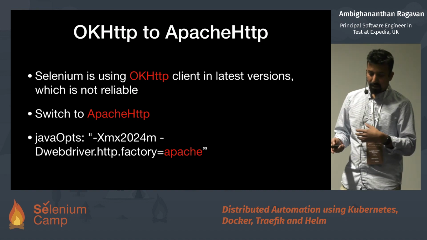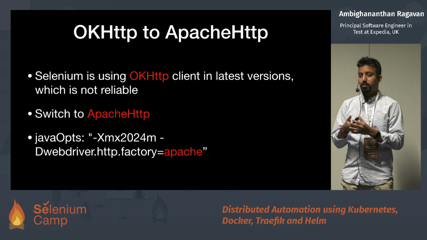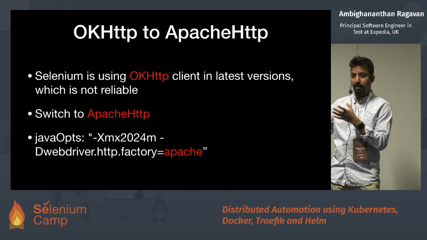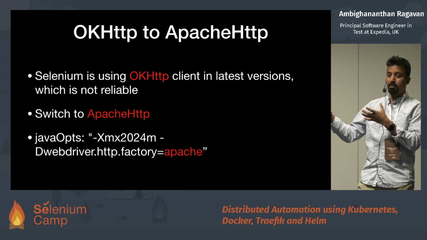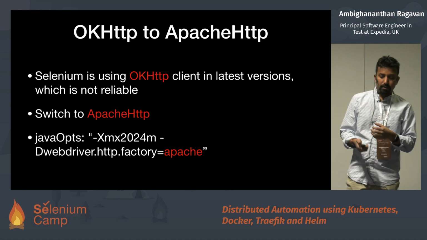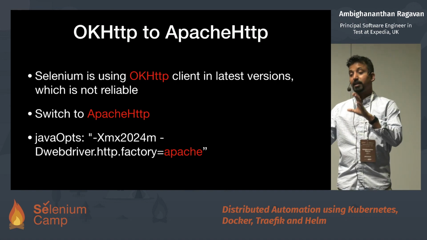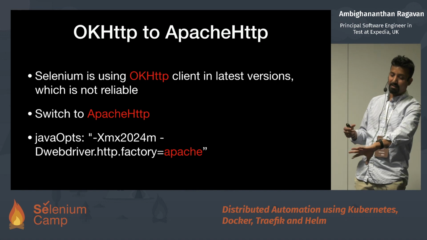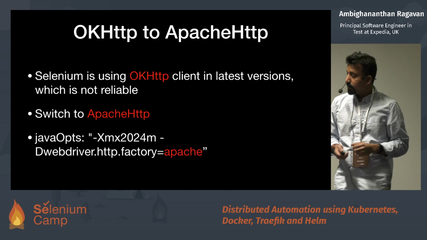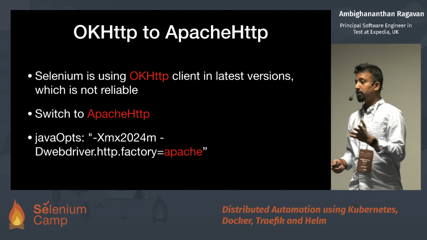This is another problem I faced, because in Kubernetes, the beauty is you can just quickly switch to the latest browser and latest Selenium WebDriver, because they're all Docker images. And when I'm using the latest one, I could see sometimes it's not reliable. I'm not saying Selenium WebDriver is not reliable. I think at one point they switched from Apache to OkHttp. And so if you want to switch back, that's how you do it, and it's stable now.